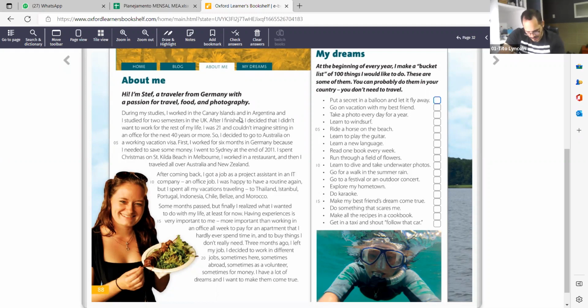Having experiences is very important to me. More important than working in an office all week to pay for an apartment that I hardly ever spend time in and to buy things I don't really need.